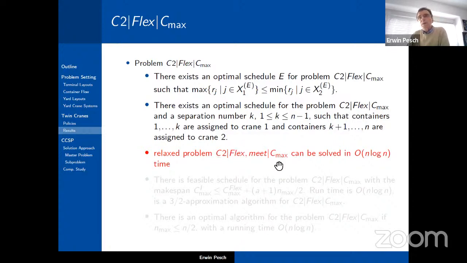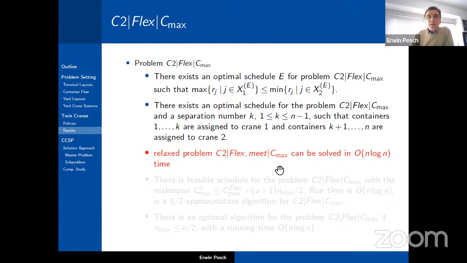So what would you do? What could happen? It could happen that the two cranes arrive at the same bay and both of them want to drop a container there. And if they arrive at the same bay at the same time, one of the cranes has to wait. And the waiting time is at most A plus one. So you let this crane wait for A plus one time.